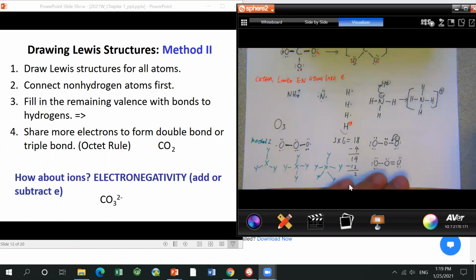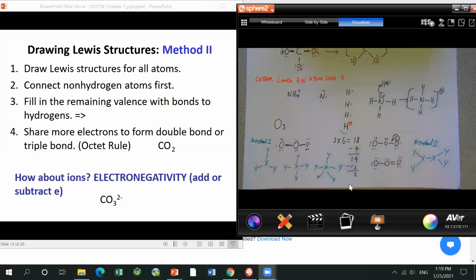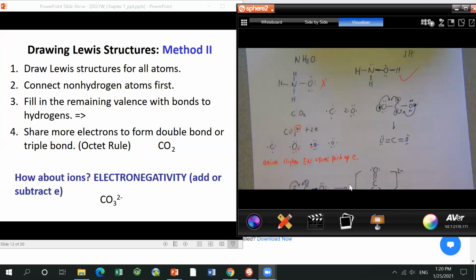But if you see some more complicated structures, then probably use method 2. For example, if you have a structure like this, X, each with some atom attached to it, then method 2 is probably a better way. So you can try both methods, and later I will show you another way to determine which is the right Lewis structure.